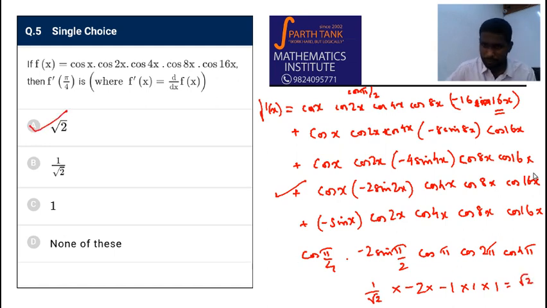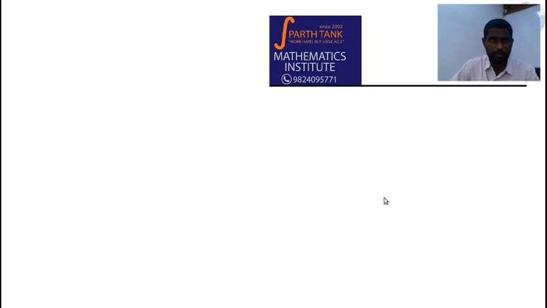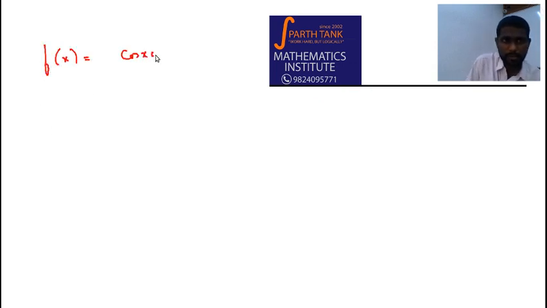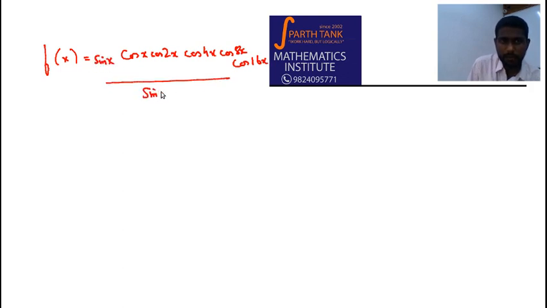Okay. Now this is a bit messy, not very neat as such. So there is another quicker method. If you realize that f of x, which is cos x, cos 2x, cos 4x, cos 8x, cos 16x, you multiply and divide it by sin x. Okay? If I multiply and divide by sin x, this sin x cos x can be written as sin 2x by 2. So let me write that 1 by 2 here.